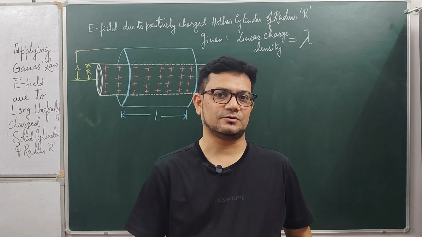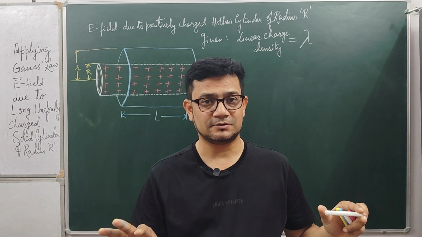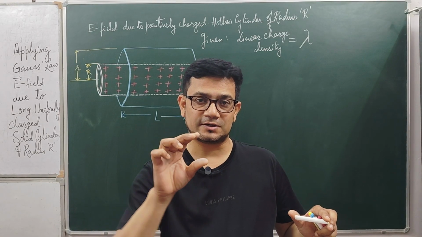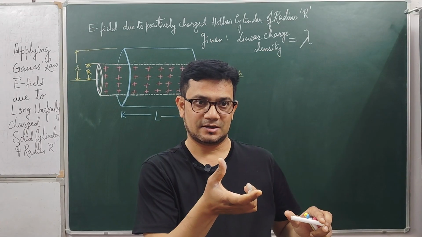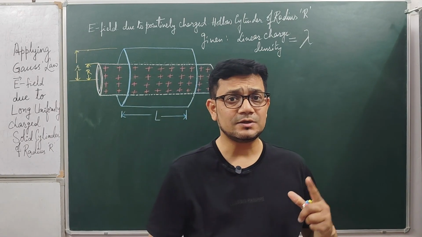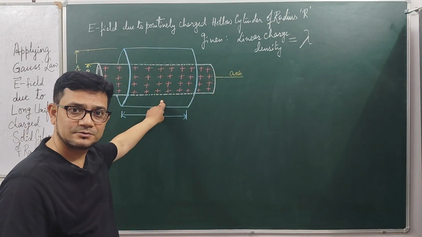In the previous lecture, we studied a positively charged hollow cylinder and wanted to find the net electric field inside it, and we got the result by applying the Gauss Law argument. Today we will take another scenario. The situation is the same, the scenario is different.